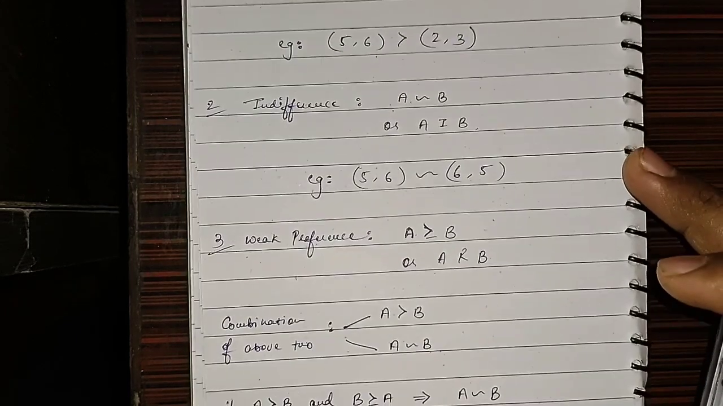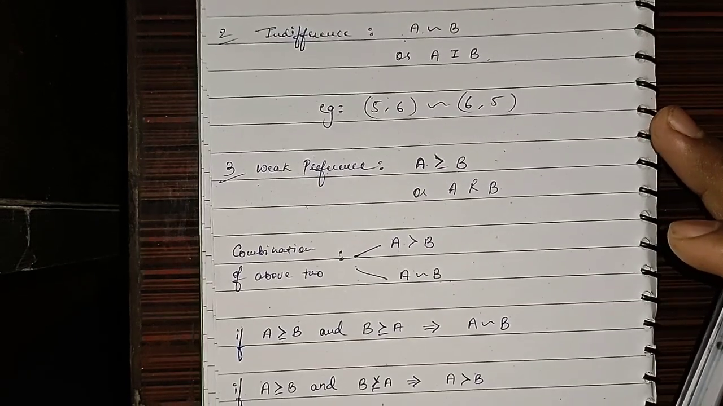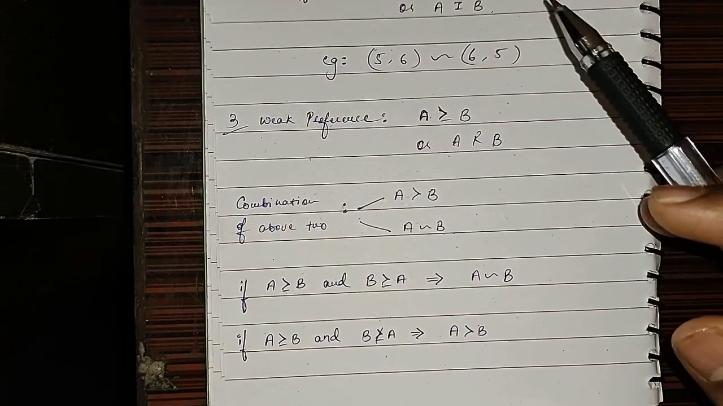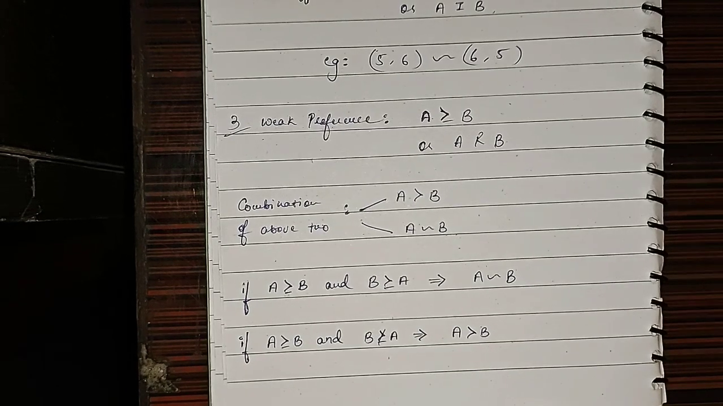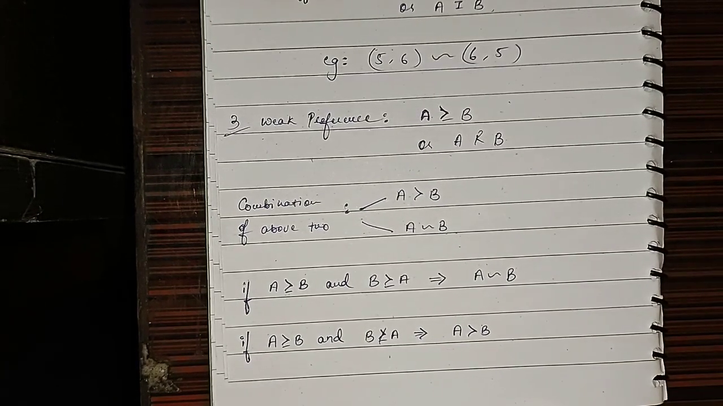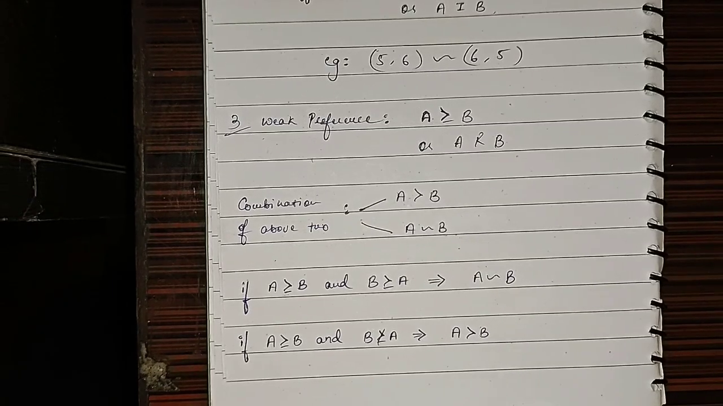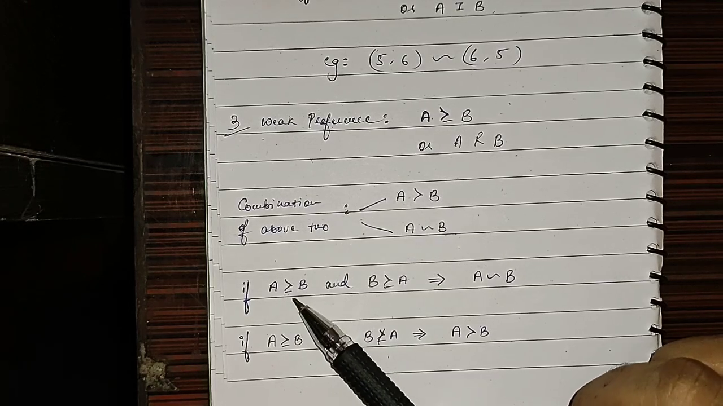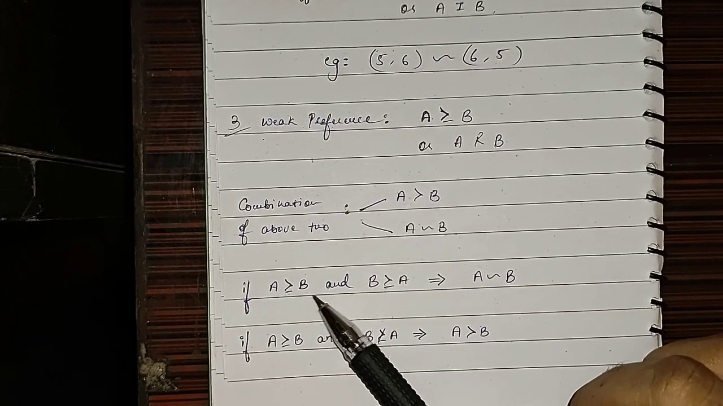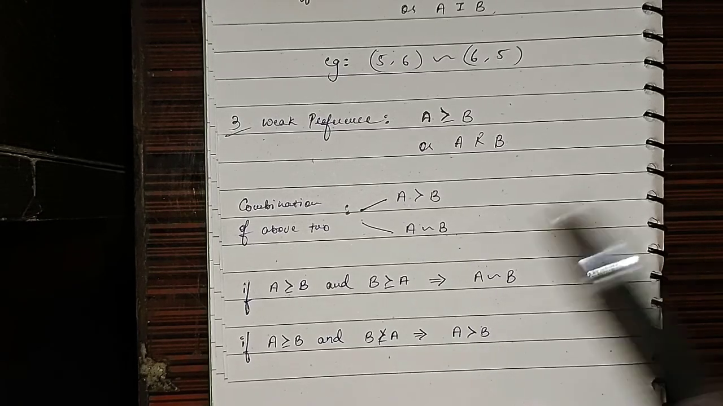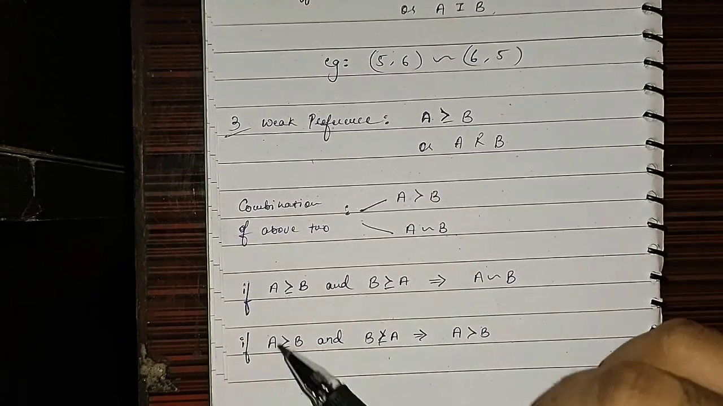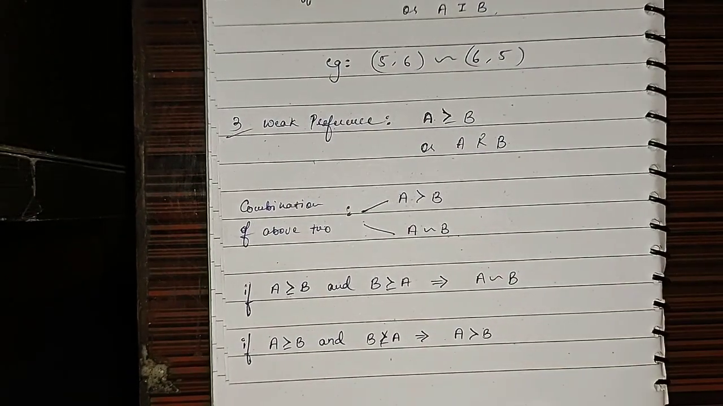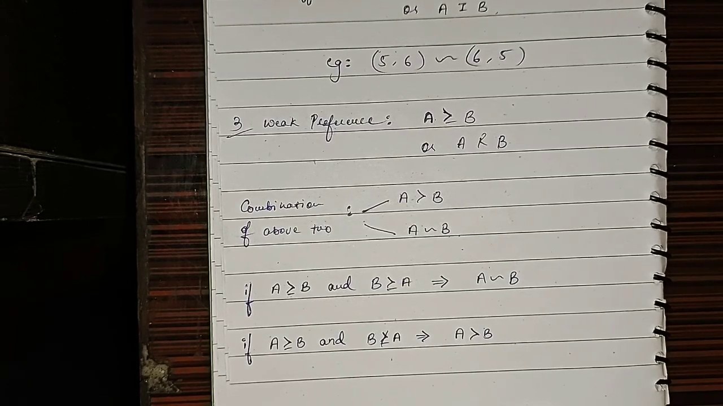Lastly, we see weak preferences. Weak preferences are actually a combination of strict preference and indifference. Now, if I were to explain this with a scenario, suppose A is weakly preferred over B and B is weakly preferred over A. Meaning, here in this scenario, the consumer believes that A is at least as good as B, and B is at least as good as A.